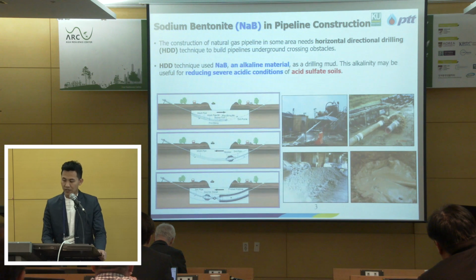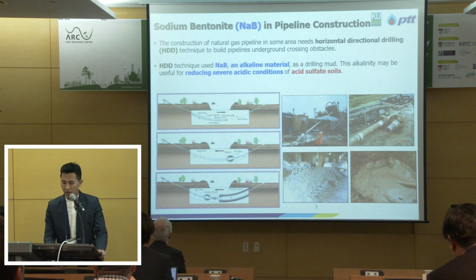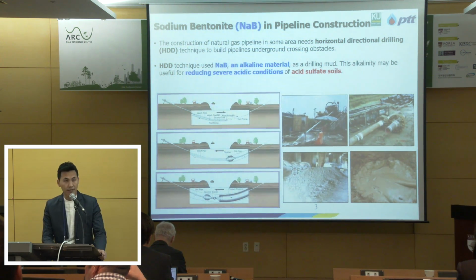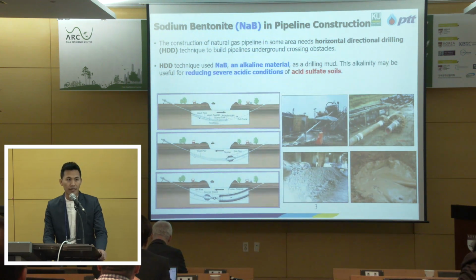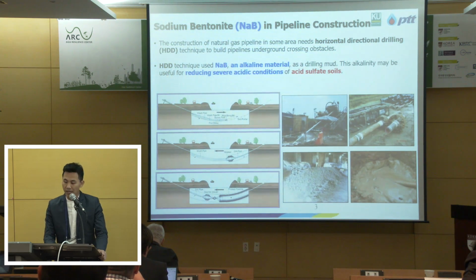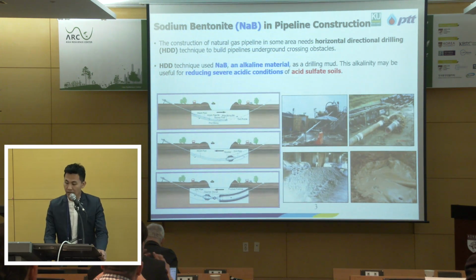The construction of natural gas pipeline in some areas needs the horizontal directional drilling, or HDD, technique to build pipelines underground, crossing obstacles like agricultural fields, rivers, or even the agricultural ponds that we are really interested in this study. The HDD technique generally uses sodium bentonite as a drilling mud, and the point is that the alkalinity of sodium bentonite might be useful for reducing the acidic condition of acid sulfate soils.